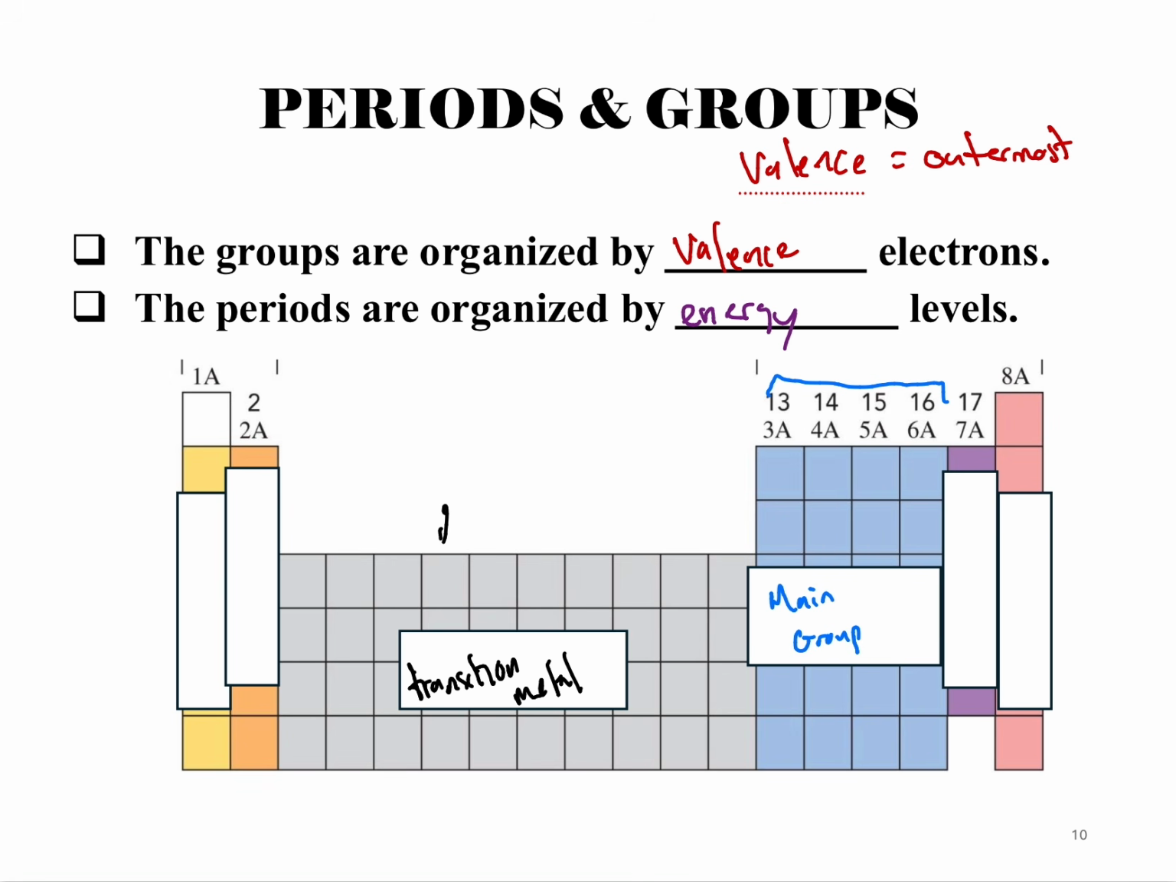These are still technically considered different groups here, but we number these in the way where we go 1A, 2, 3, 4, 5, 6, 7, 8. We kind of skip over the numbering when we talk about the transition metal region. So the transition metals, again, those have interesting behavior.